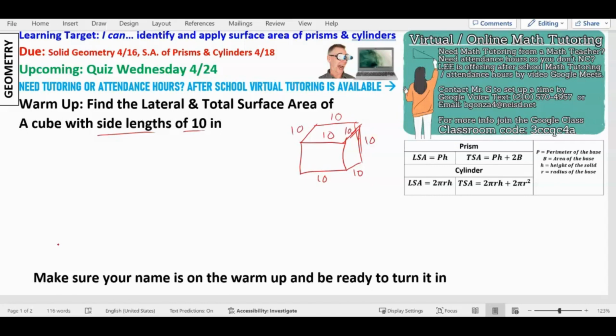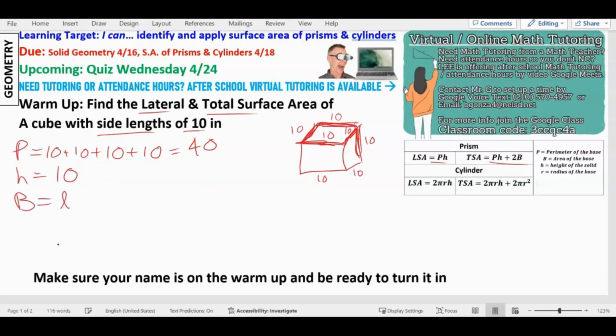Okay, so if I want to find the lateral and total surface area, I need P, H, and I need B. So P, the perimeter of the base, with 10, 10, 10, and 10. If I'm adding up those four tens, it's either 10 times 4 or 10 plus 10 plus 10 plus 10, and that gives me 40. The height, obviously up and down, is 10. And the big B, area of a square, remember it's length times width, which is 10 times 10, which is 100.